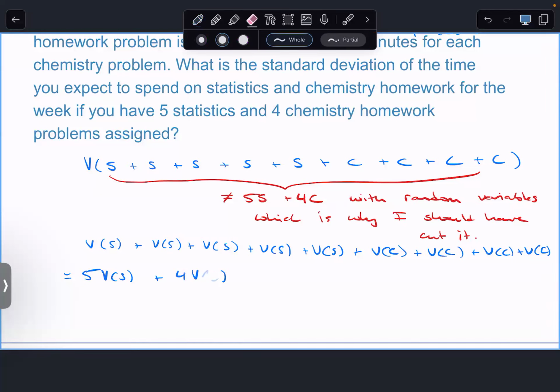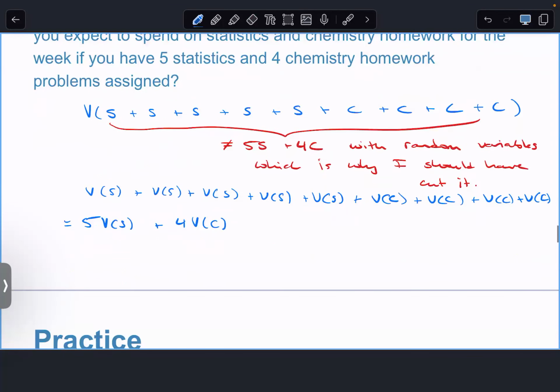It shouldn't be so sloppy. There. Whereas if I had 5S plus 4C inside, which is probably what we would naturally do, even though we can't with random variables, but that's kind of way beyond the scope of this course.